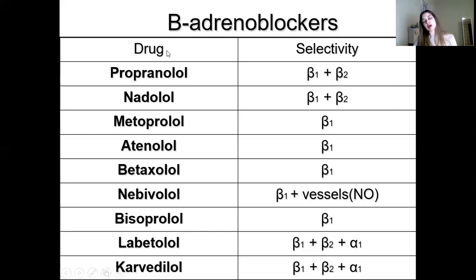And we remember the drugs which are propranolol, non-selective; nadolol, non-selective; metoprolol, selective; atenolol, selective; betaxolol, selective; nebivolol, selective beta-1 plus, also nitrate, yes, gives the NO group; bisoprolol, selective; labetalol and carvedilol, non-selective, also with effect on alpha receptors, and they dilate the blood vessels, not the heart, in the periphery.